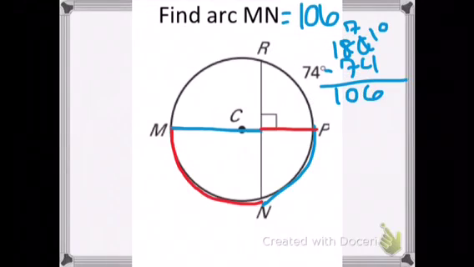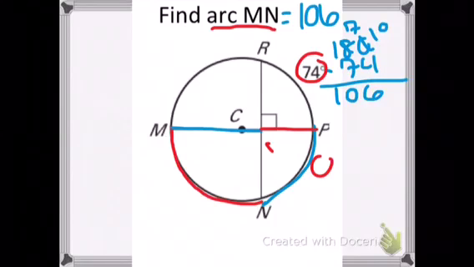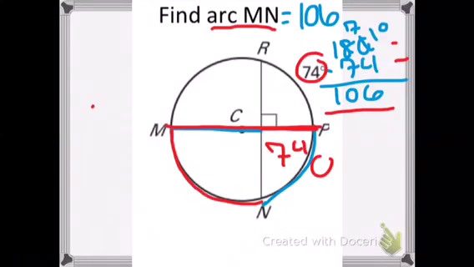Next, for my last problem, number 10, I had to find the arc of MM. So if you look, these two are the same. So right here would be 74. And this right here would be 180. So you would do 180 minus 74 equals 106. And that is the arc for MM.